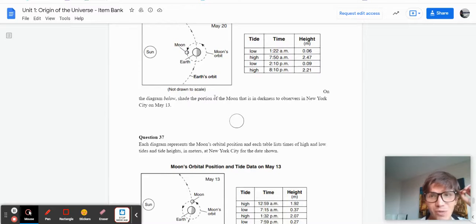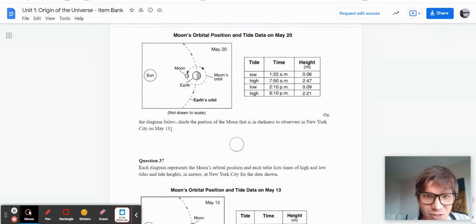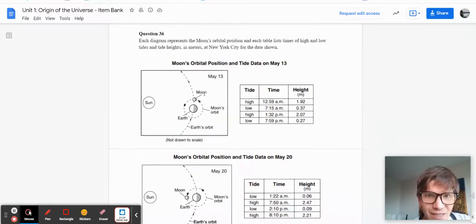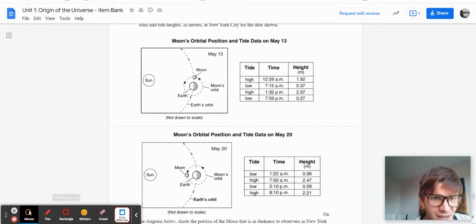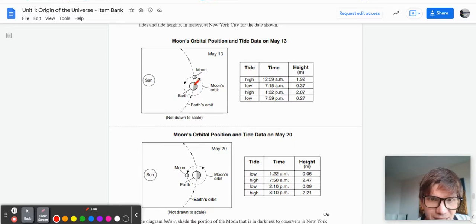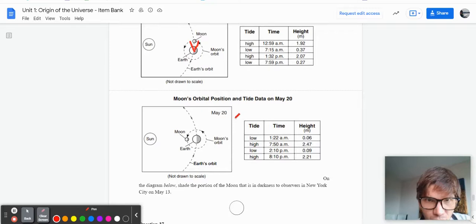In the diagram below, we didn't even need to use that. Shade the portion of the moon that is in darkness to observers on May 13th. So when looking at the sun, we would see the right side would be dark, the left side would be lit, and it would be half illuminated because it's in that last quarter phase. So I'm just going to draw half of it dark, and I'm going to make sure that I'm shading in the right side of the diagram.